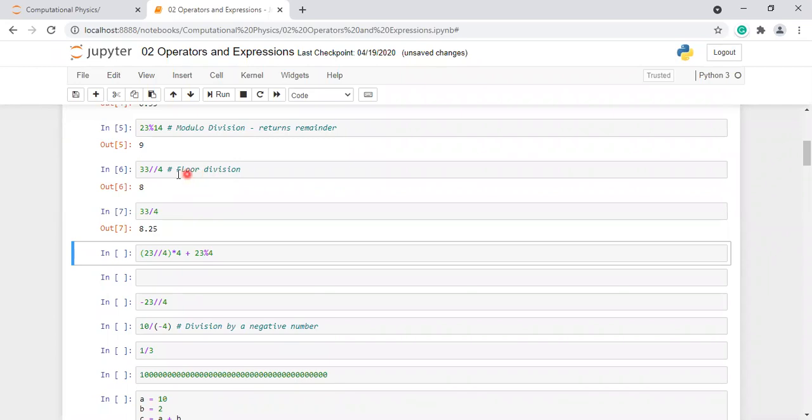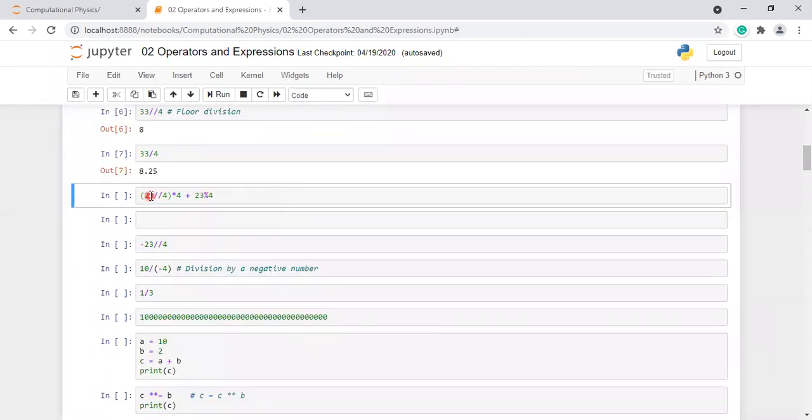This is the floor operator, so 33 // 4 is a floor division operator, and it should give you 8. Simple division gives 8.25, and this double slash will give you the integer which is just less than the exact value. That is called a floor division.